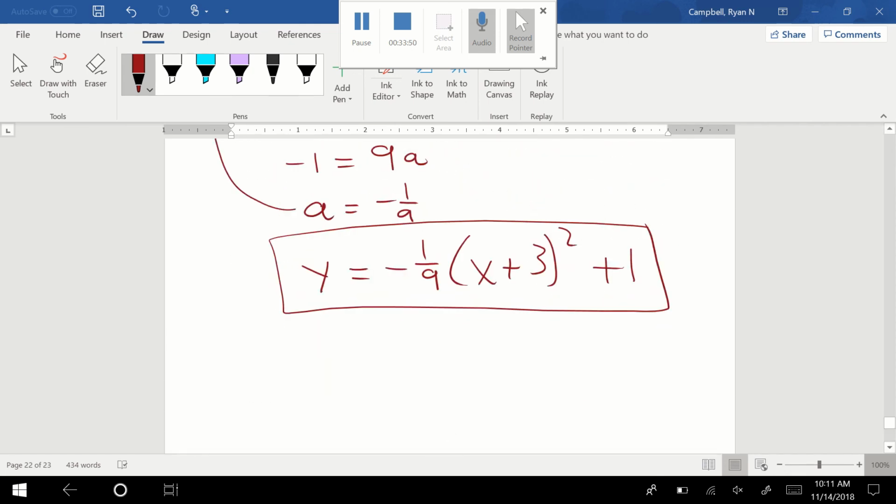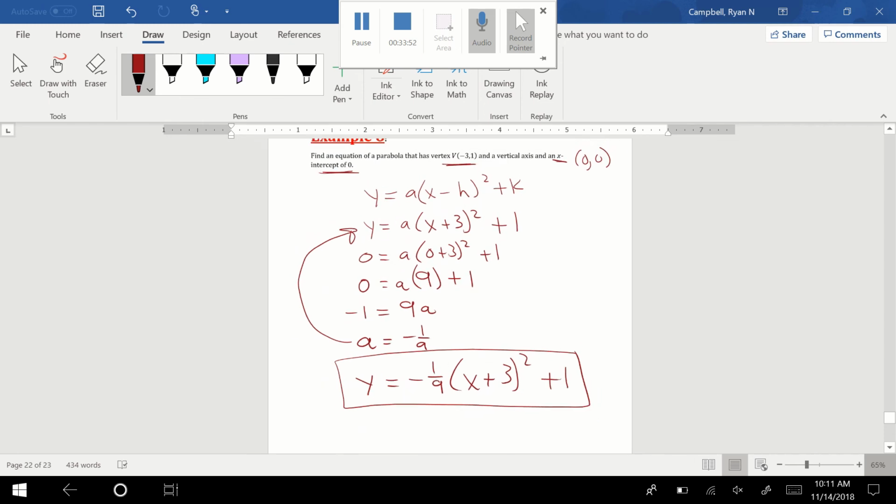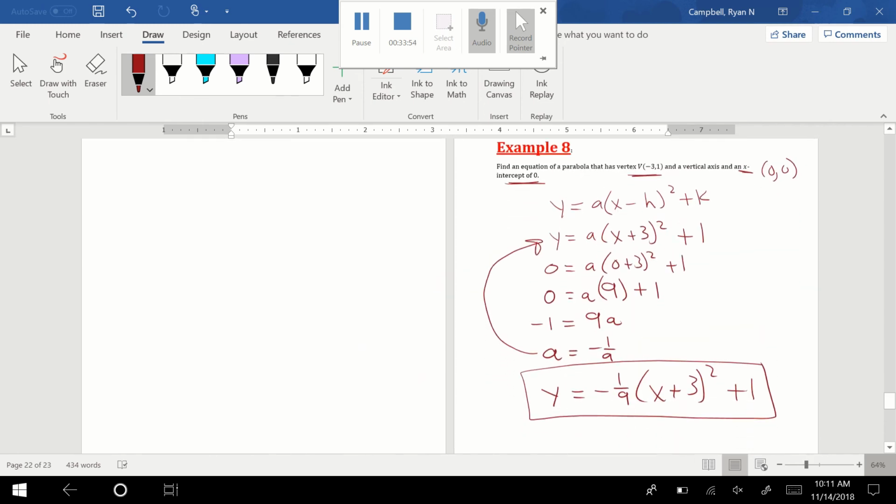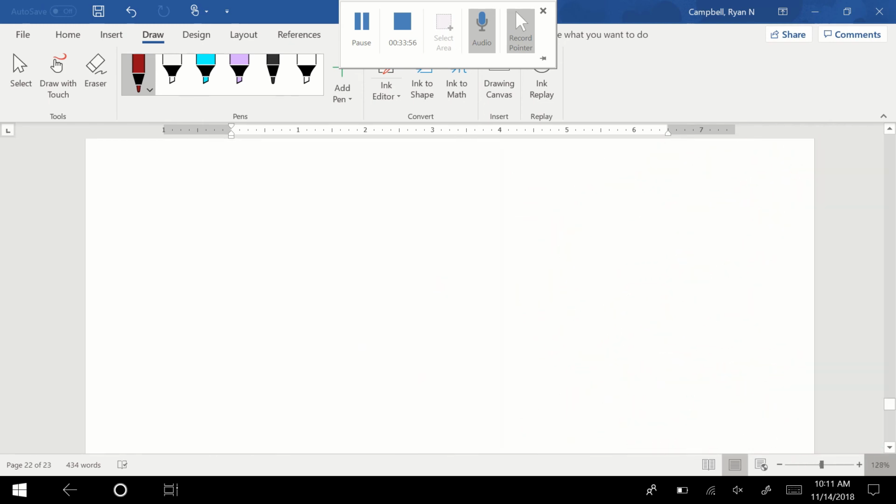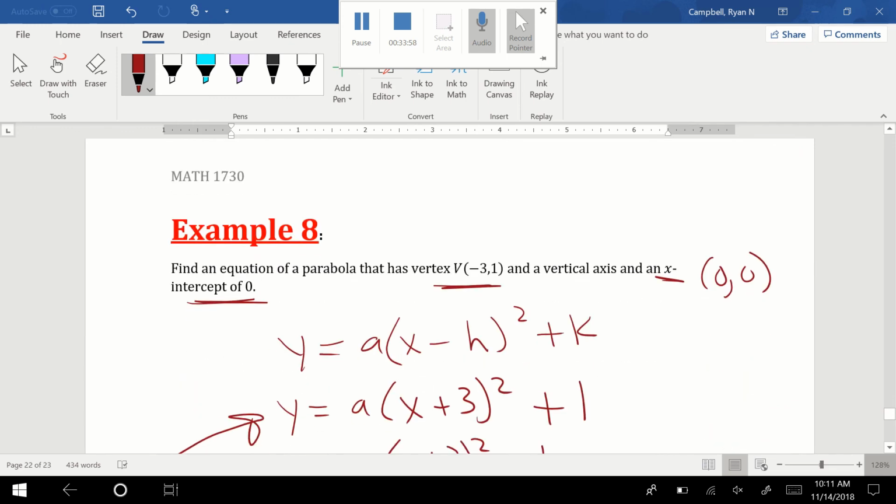All right, and that's it. Hopefully, if you have any questions, let me know. Hopefully this wasn't too hard. It probably seemed very similar to the parabola stuff because, again, we are using a form of a parabola. It's just the vertical parabolas, right?